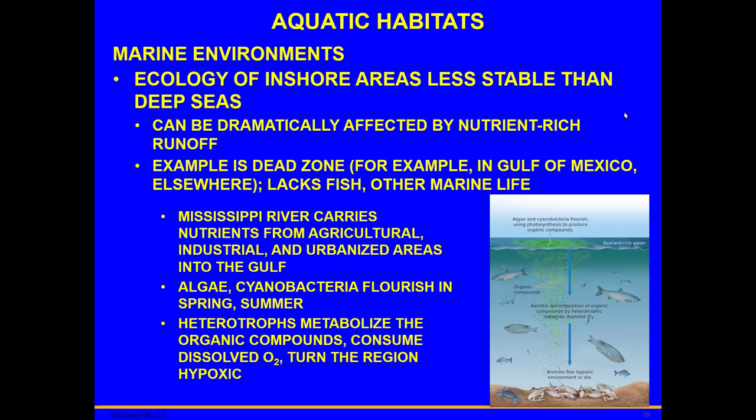Okay? As a result, and it's interesting, you can go over to the Gulf of Mexico, where at the mouth of the Mississippi River, and they will actually categorize and map out areas of dead zones. The dead zones lack fish and other marine life. Why? Because all of these organisms were growing very rapidly because of the Mississippi River dumping into the ocean agricultural, industrial, and other stuff that went into the river and then came out at the delta and then eventually got into the ocean at the Gulf.